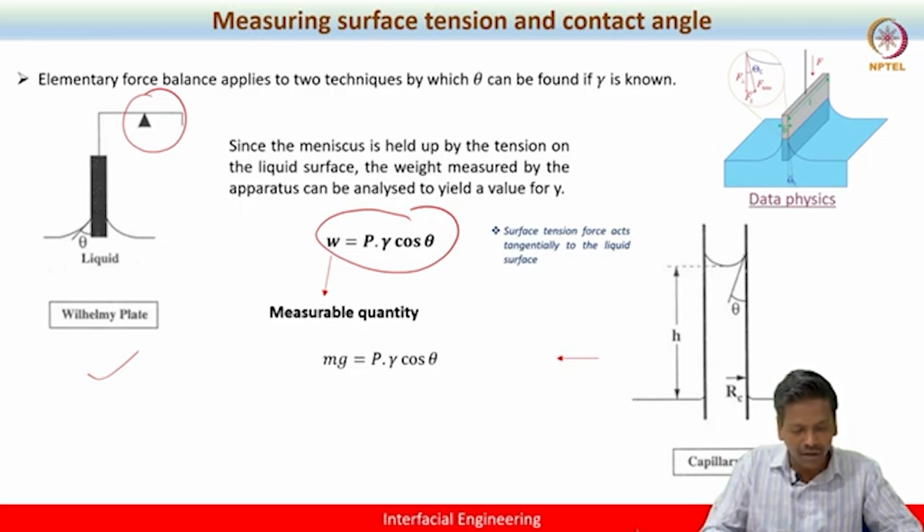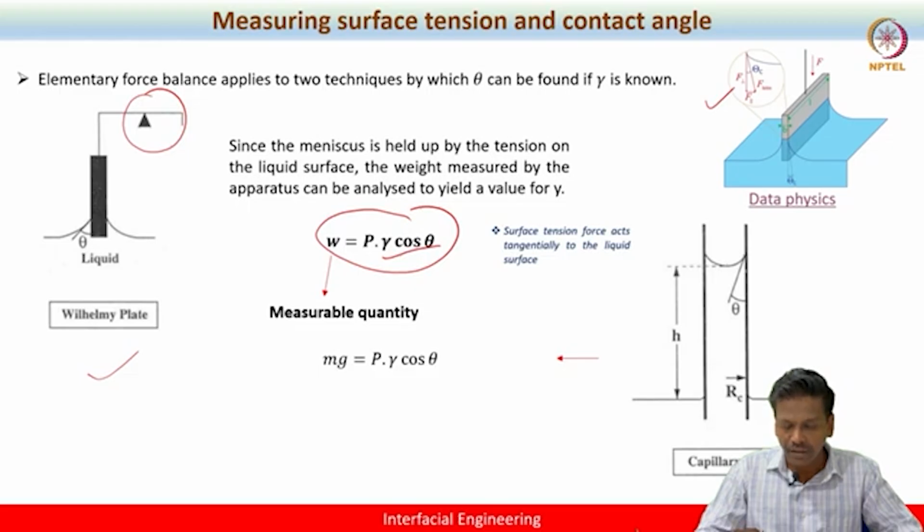Again, we get gamma cos theta. This is the component of force, right? Because surface tension acts tangentially, perpendicular to the liquid surface, you can deduce this gamma cos theta from the geometric rule. You can also look at this schematic, where it is clearly depicted. What we actually measure is the tangential force, which is perpendicular to the liquid surface.